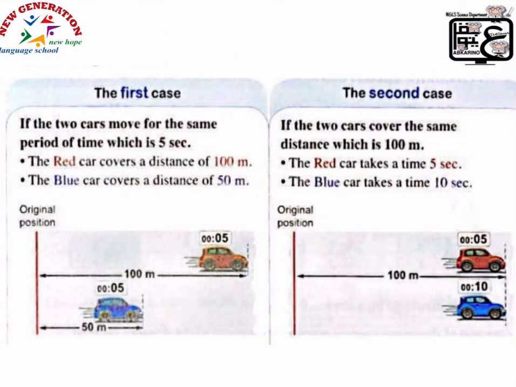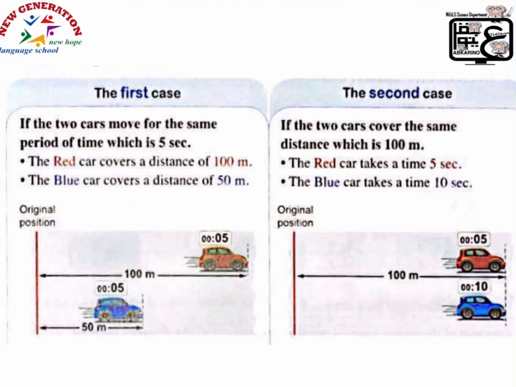Okay, here please look carefully at the picture in front of you. We have two cars, okay? We have the original position, and the first car covered 100 meters in 5 seconds, and the other car took 50 meters in 5 seconds. Which one is faster? Okay, look at the second picture.